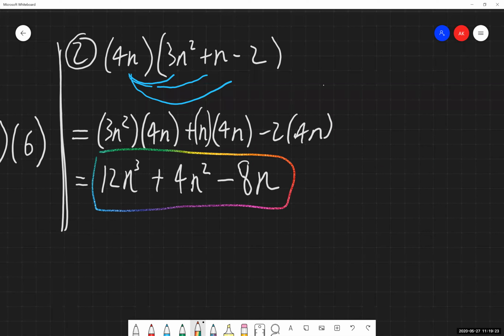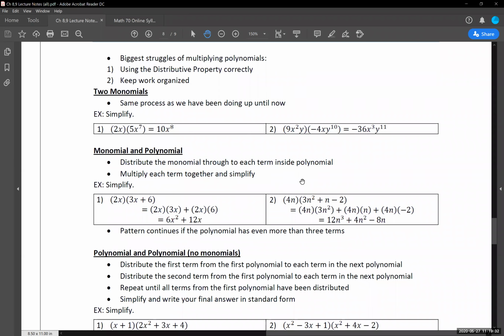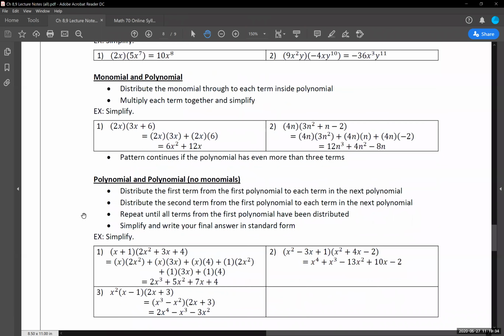And we'll jump back to our lecture notes here because we're going into the tougher ones, I think. By tougher, I mean there's just a lot more that goes on with them. This is the more generalized one, which is going to show up as a polynomial and a polynomial multiplying together, where neither of them necessarily are monomials.